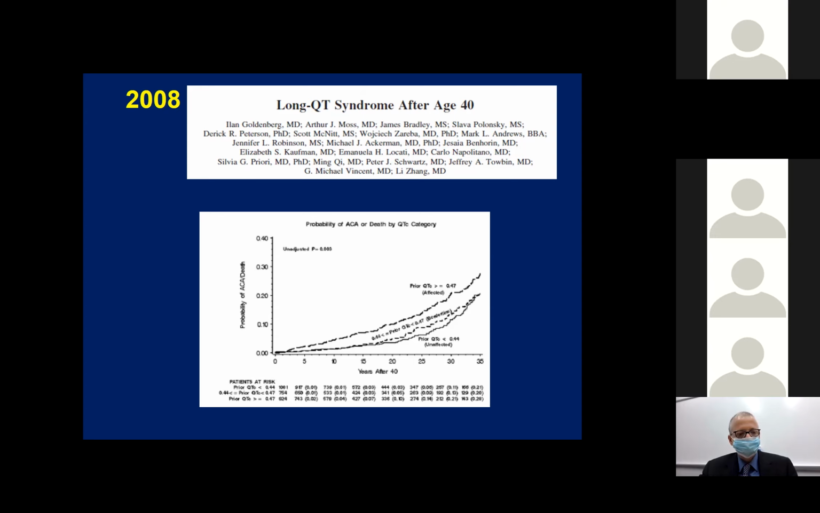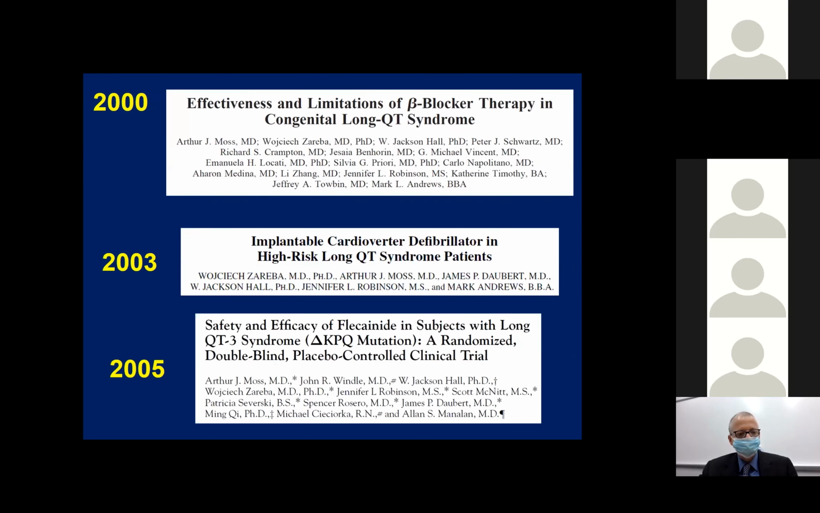There were other important papers in the years 2000 through 2005 focused on therapy. The paper on beta blocker therapy really became a landmark paper for a number of years for people to be guided on how to treat patients. We published in 2003 the first paper on ICD therapy. And in 2005, we had some data from a small subset of patients with the LQT3 form of disease treated with flecainide.